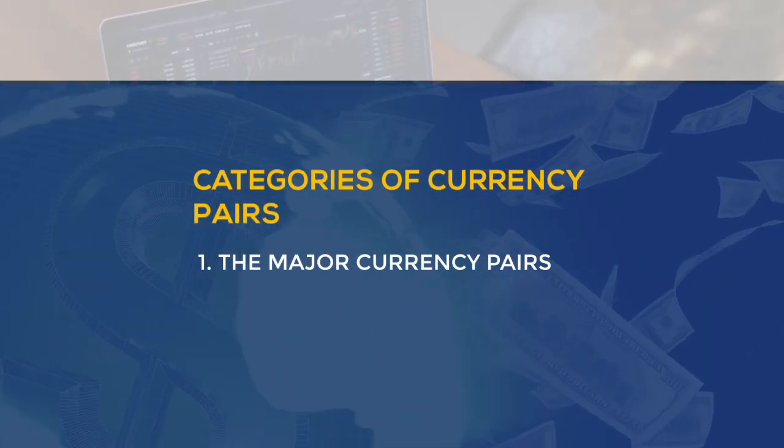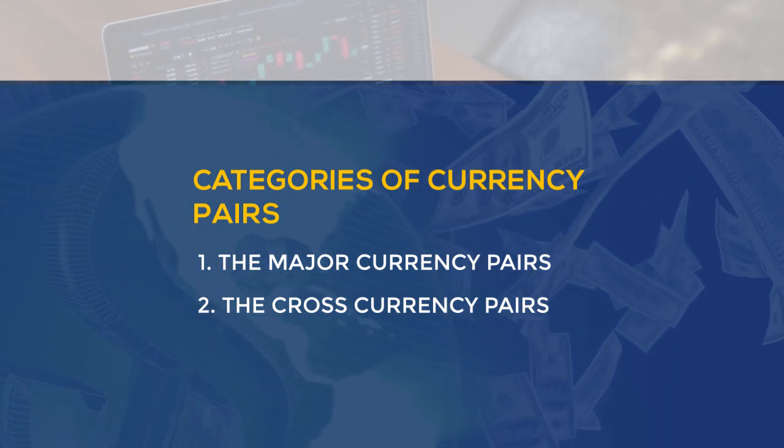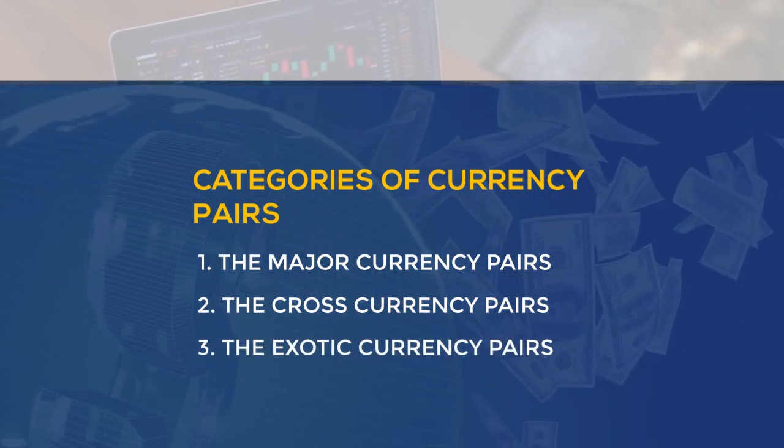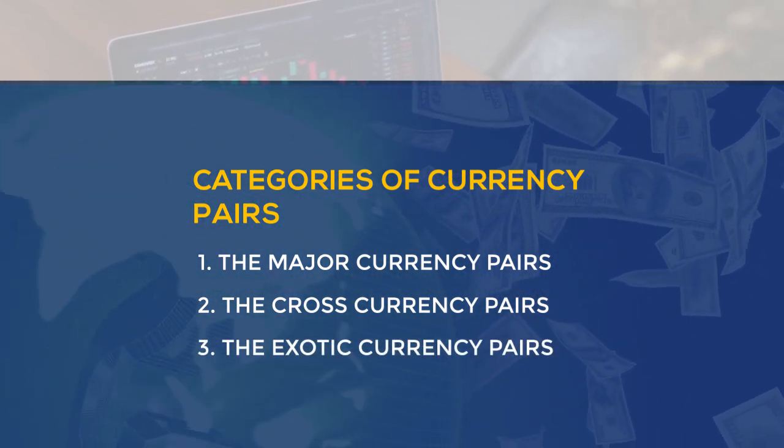When we say currency pairs, we mean two currencies put together. Currency pairs are further broken down into three main categories, and these are the major currencies, the cross currencies, and the exotic currencies. Now stay with me and you are going to understand all these things that I'm talking about.